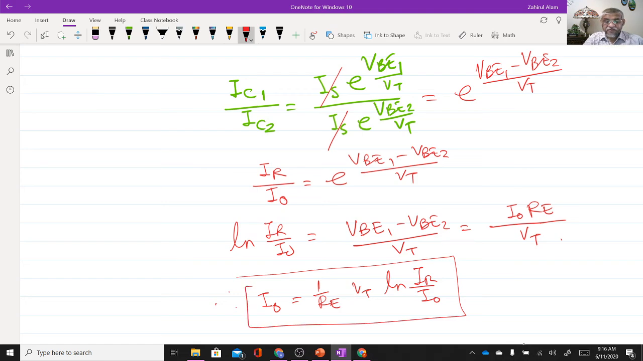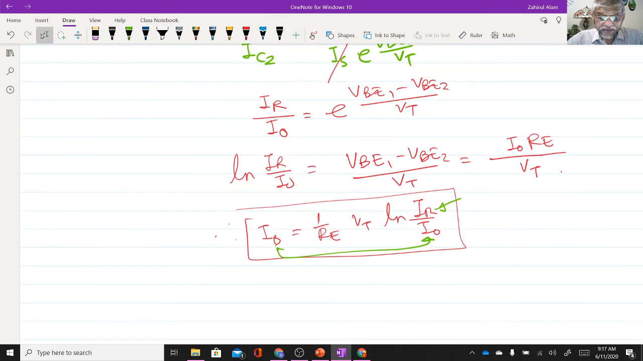In order to find this I naught, we need to write a computer program to solve, because here I naught also appears inside the natural log. So this is the relationship between I naught and I reference. Now we can derive this way, instead of KCL, this is how we derive.